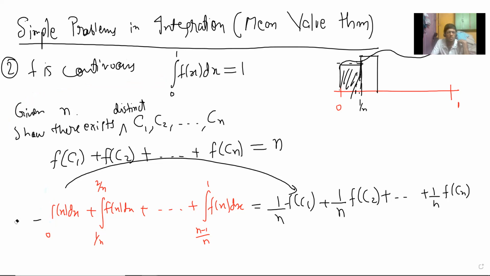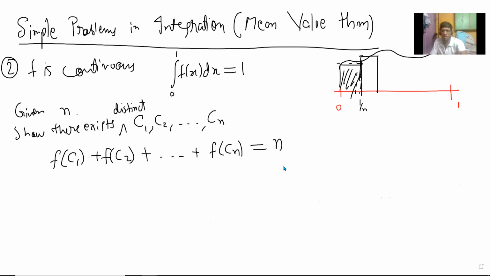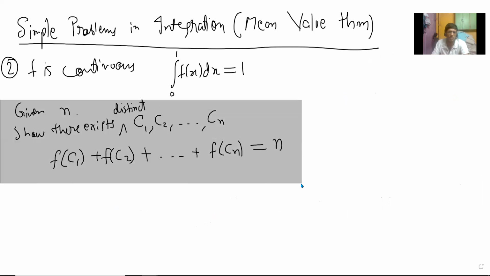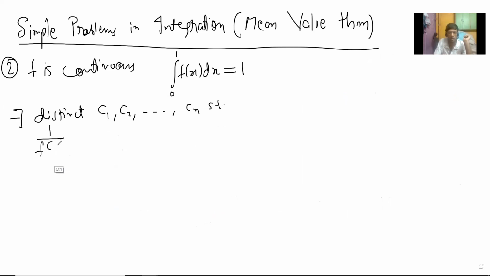I see there's a variation of this given. So with the same conditions, once again there exist distinct C1, C2 till Cn, such that 1 by this thing is equal to n.